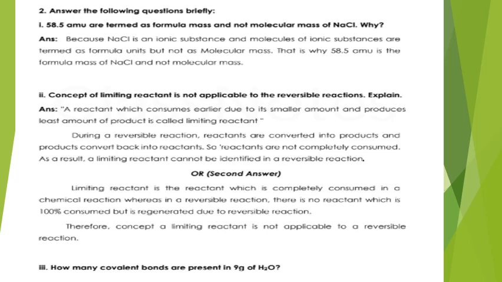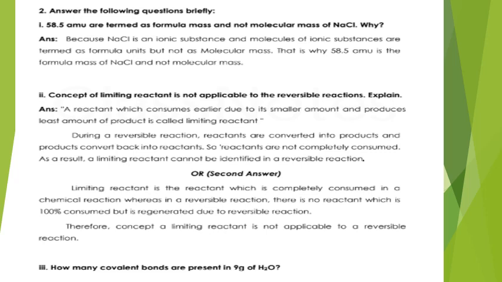The next one: the concept of limiting reactant is not applicable to reversible reactions. Explain. As I told you earlier, last time we did an example that nitrogen and hydrogen when reacted together produce NH3. This is a reversible reaction. I told you yesterday as well: whenever there is a reversible reaction, the reaction never goes to completion, and the product we get is what we have by the end when the reaction is finished.